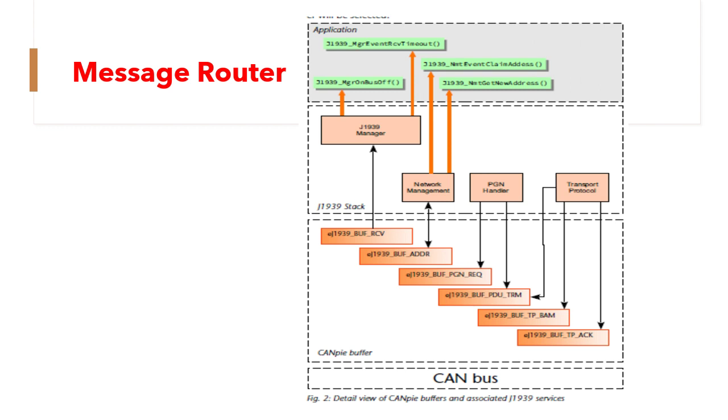So finally, all these buffers or the stack should finally reach the application, something like manager event receive timeout, manager on buff bus off, event claim address, NMT get new address, something like that onto the application layer. So this is just for your reference. Now we will see what kind of file structure is implemented, which will make you understand this message router better.